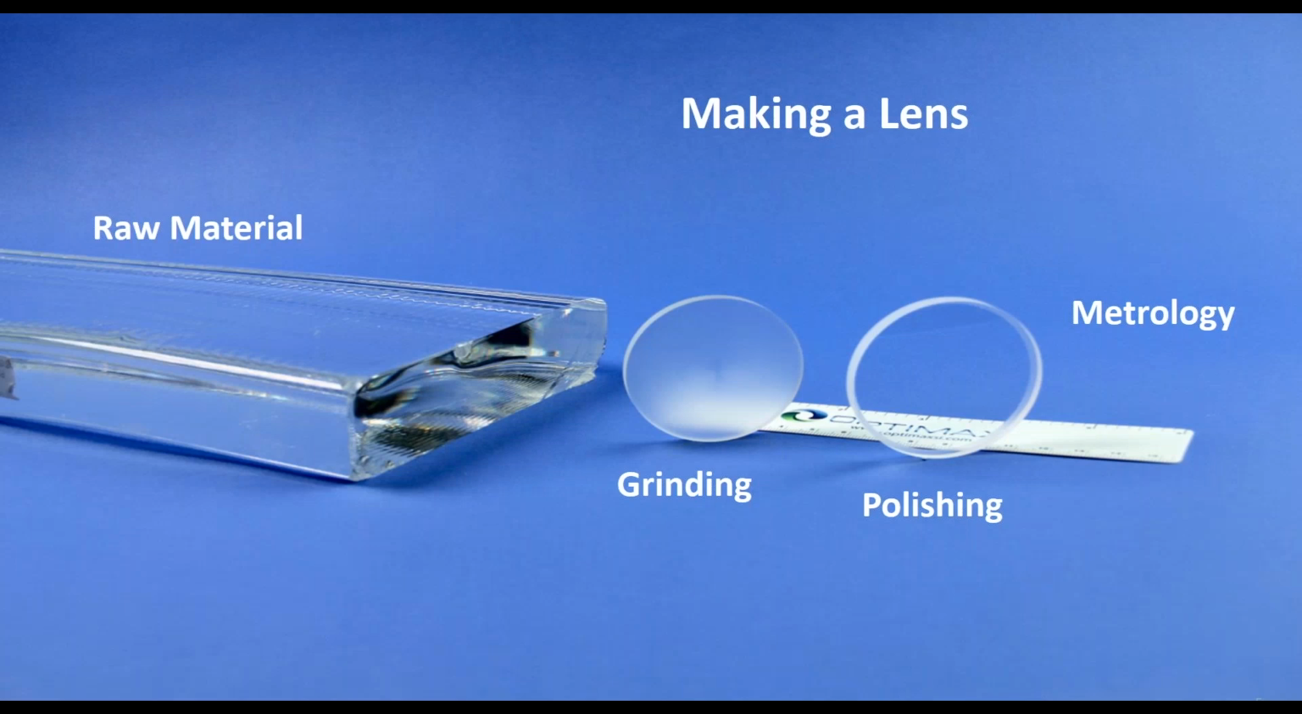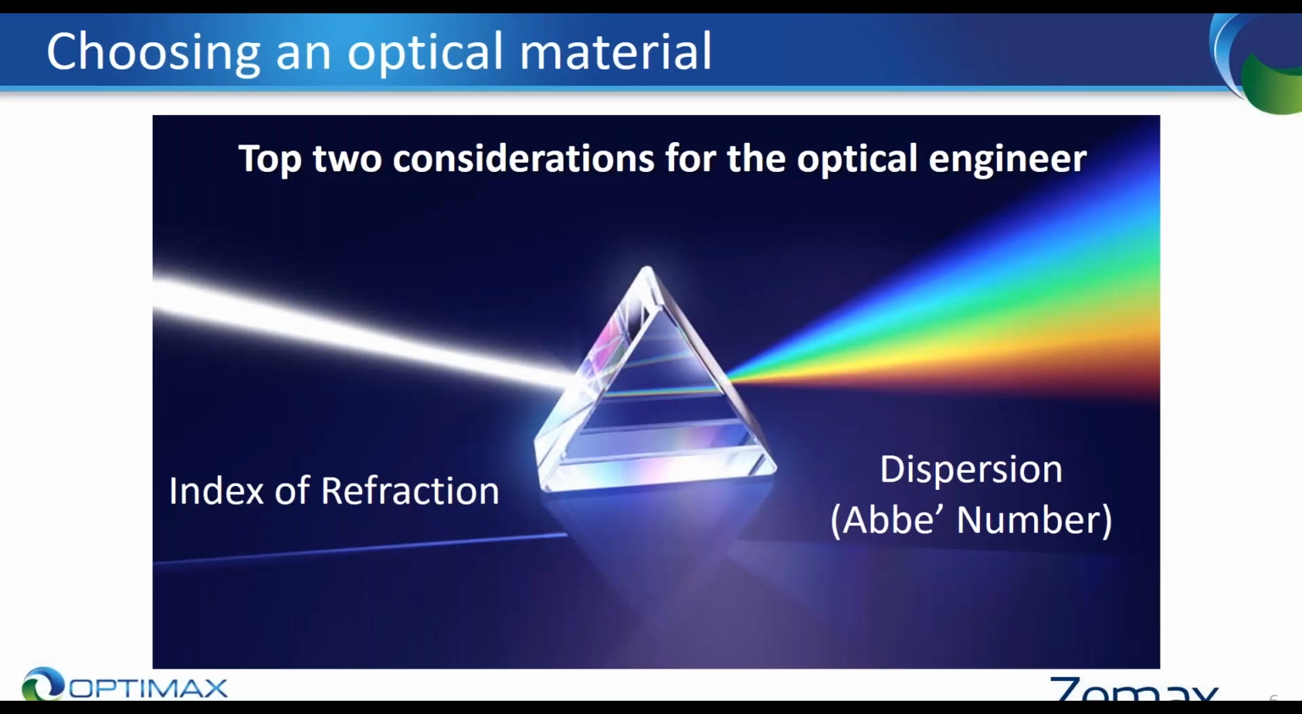So, making a lens. This photograph here shows raw material as a glass slab, then a ground lens, a polished lens, and then I have metrology mentioned as well because metrology is a very important part of the process. So we'll start with raw material.